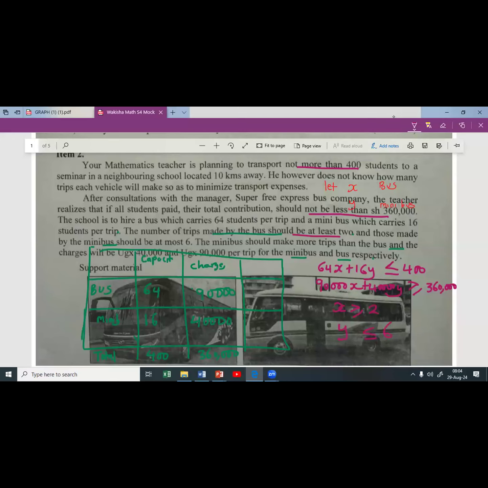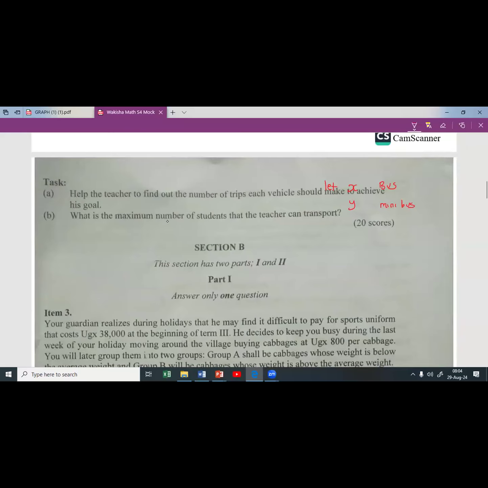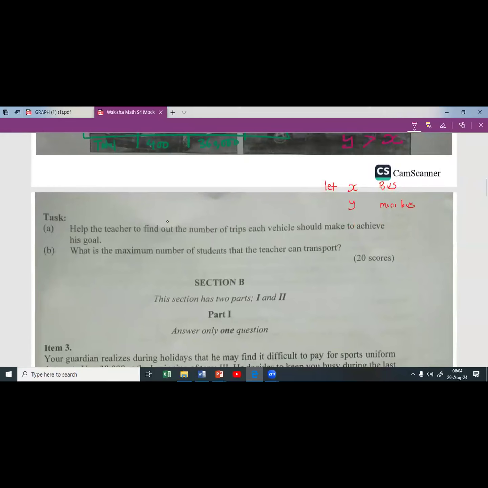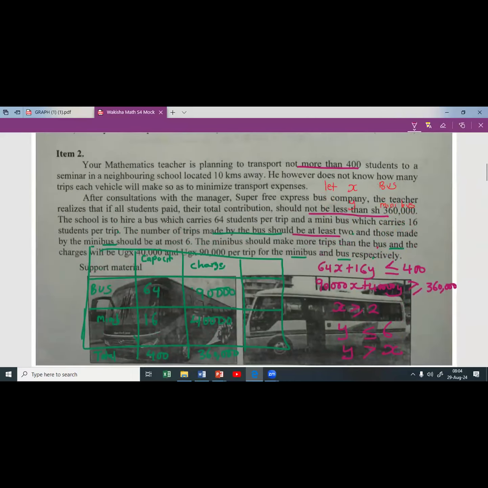Then after that, there's another statement. The minibus should make more trips than the bus. Meaning that the number of trips made by the minibus, which is y, should be more than the ones made by the bus. Then I put what the school is looking for: the maximum number of students the teacher can transport, while minimizing the costs.